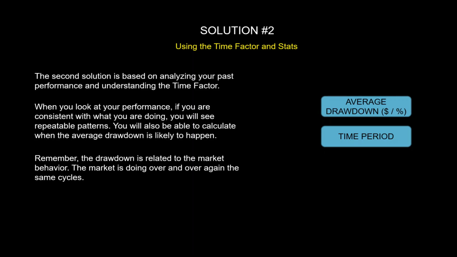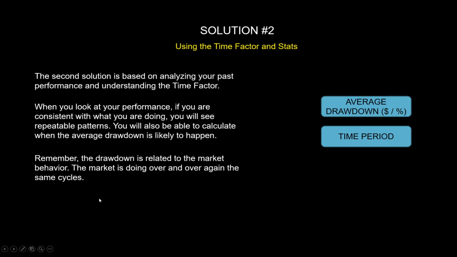When you start looking at your performance, if you're consistent with what you're doing, you have to be doing the same thing. Or if you're using multiple strategies, you have to be analyzing just one given strategy. Otherwise, it will not work. If you're consistent, you will see repeatable patterns, just like you see repeatable patterns in the market. This way, you will see repeatable patterns on your performance curve. You will also be able to calculate when the average drawdown is likely to happen.